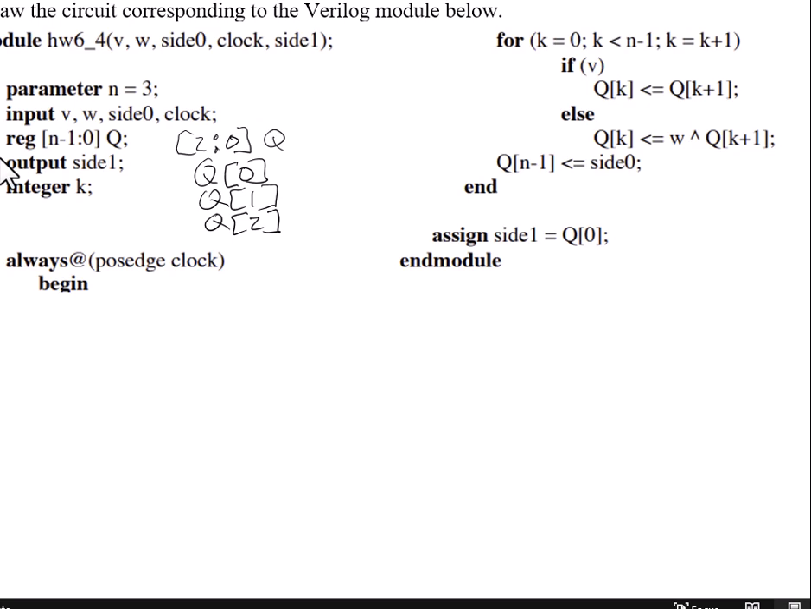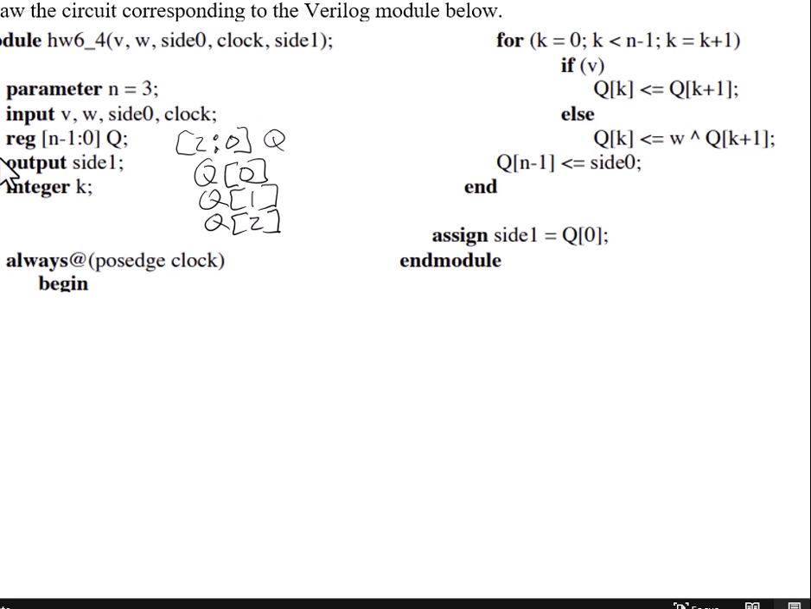I have an output. That's side 1. Notice that output is not listed as a reg, so we must be assigning that outside of an always block. We've got an integer k. For now, you're probably just going to see those used for your for loops. And so we've got that going on. And then we have our always block, and it says always at the positive edge of a clock.